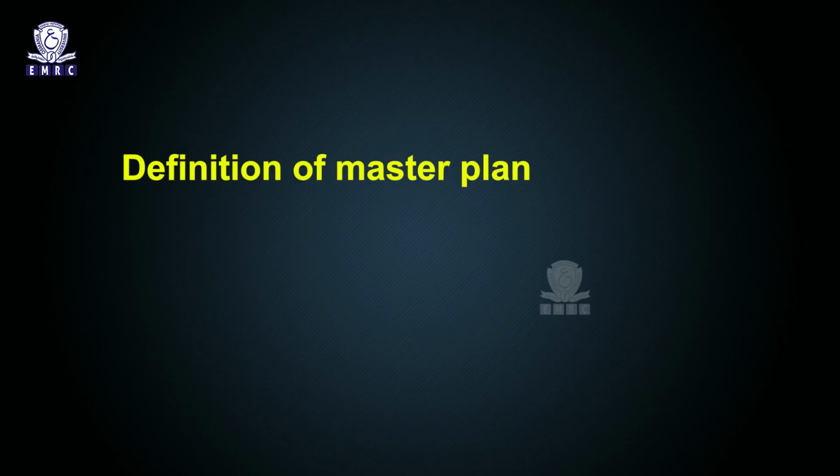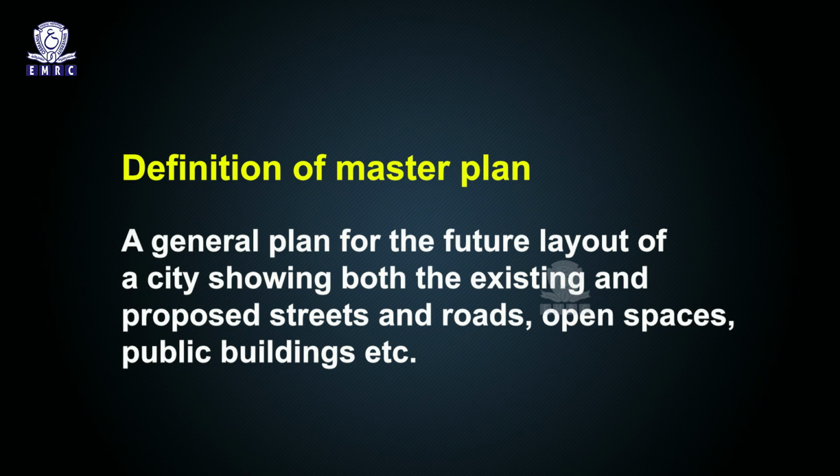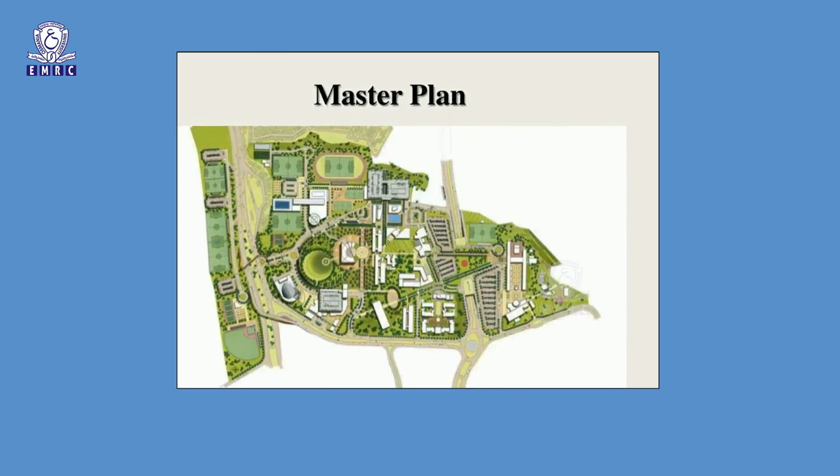Let us now discuss the master plan. A master plan may be defined as a general plan for the future layout of a city showing both the existing and proposed streets and roads, open spaces, public buildings, etc. A master plan is prepared either for improvement of an old city or for a new town to be developed in a new area. A master plan is a blueprint for the future.